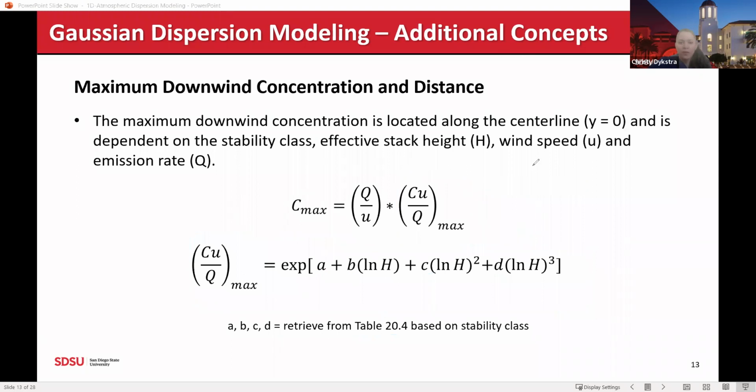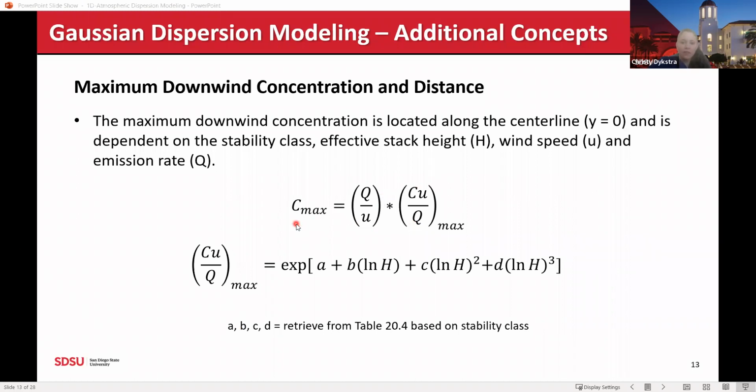All right, so this is probably one of the main things that you're going to be using for calculating the downwind maximum concentration, especially for your group project. Once you have Q and U and you have this term right here, you can plug in and find what that concentration is going to be.